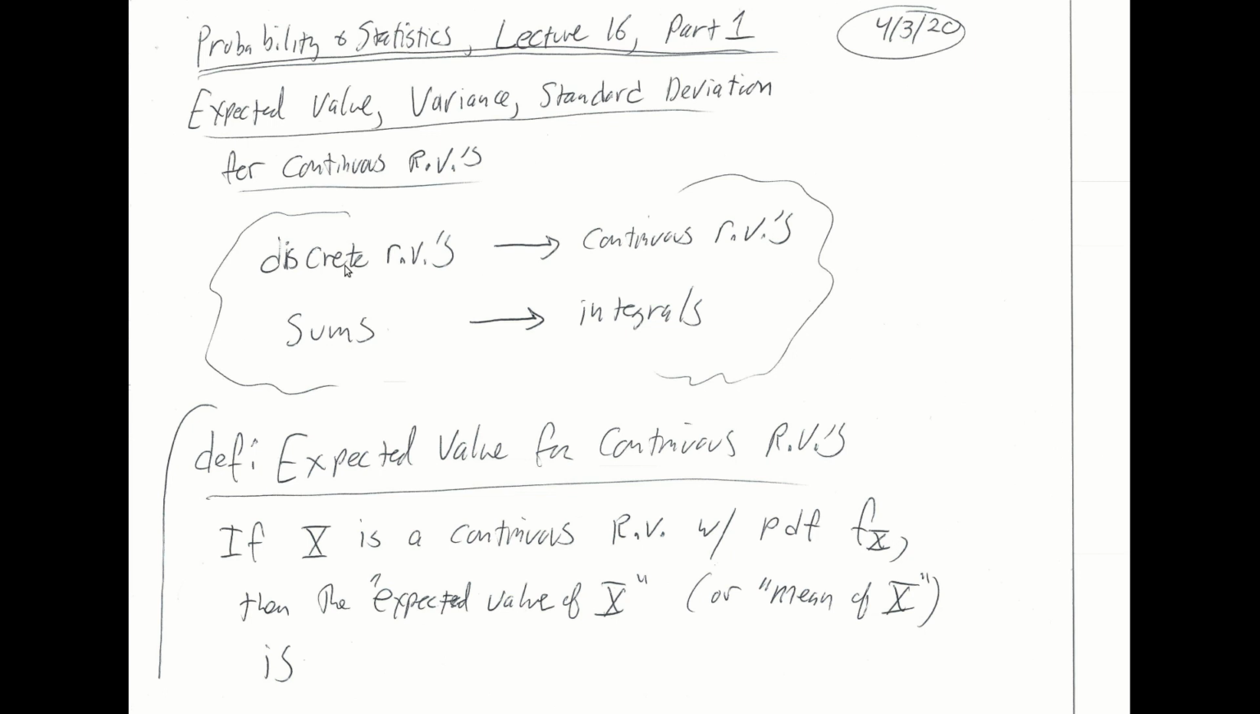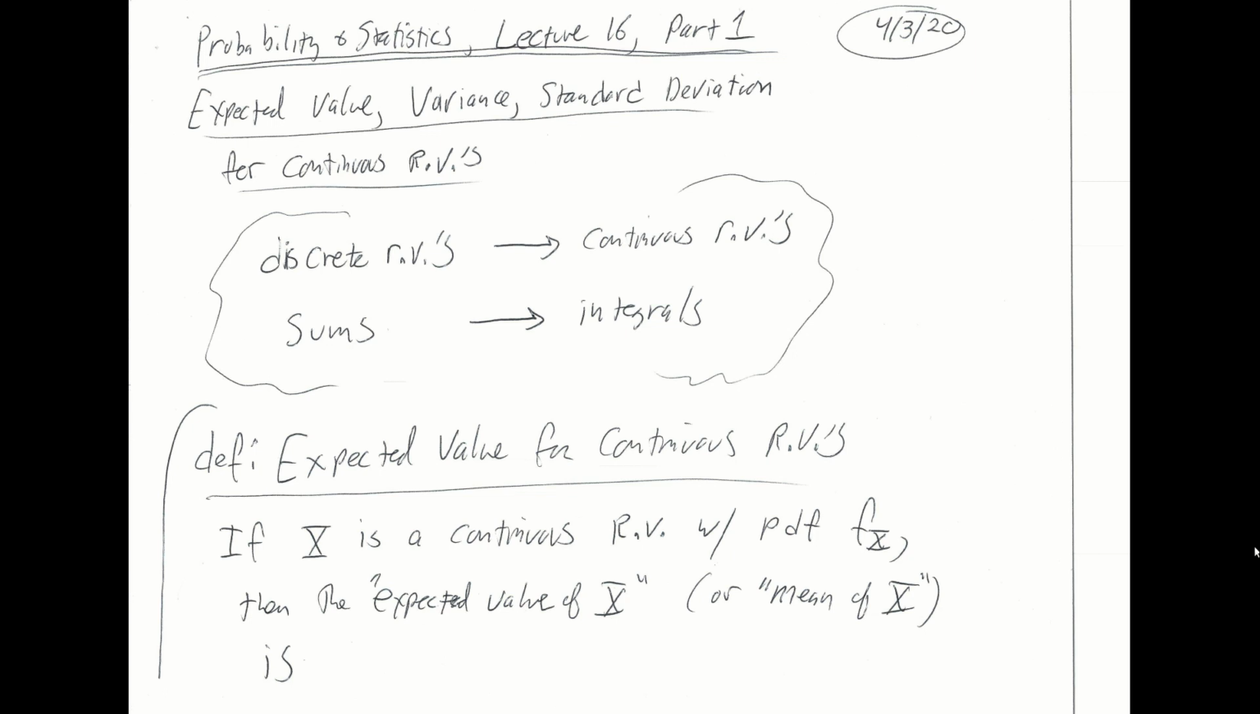Expected value and variance were both defined for us for discrete random variables in terms of sums. And as we move from the realm of discrete random variables to the realm of continuous random variables, those sums are going to turn into integrals. As I've said before, integrals are the continuous version of sums. In fact, that's why the integral symbol looks like an elongated S. So let's begin with the definition for the expected value of a continuous random variable.